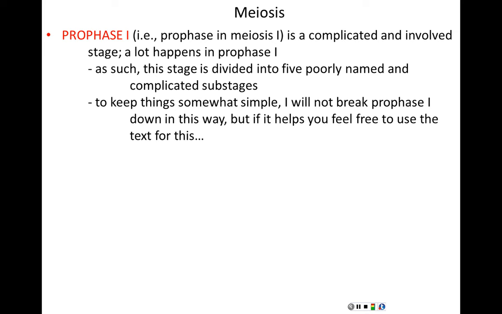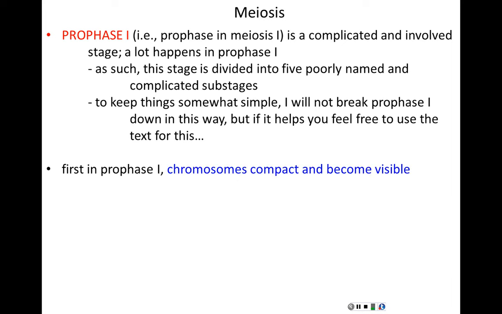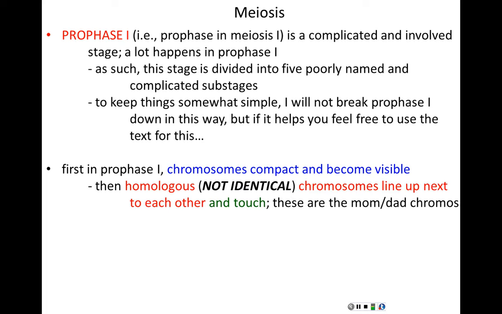To keep things somewhat simple, I'll not break Prophase I down into these substages. If it helps you to break things down and compartmentalize, feel free to use the text to do that breaking down with those names. It's up to you. The first thing that happens in Prophase I that is of any consequence is the same thing that happens in prophase of mitosis. The chromosomes compact, they become very dense, and they become visible on a light microscope.